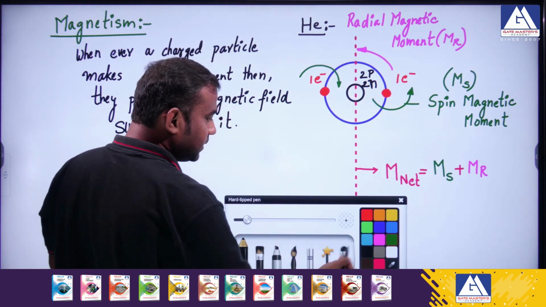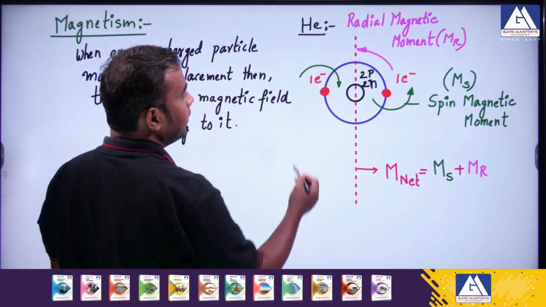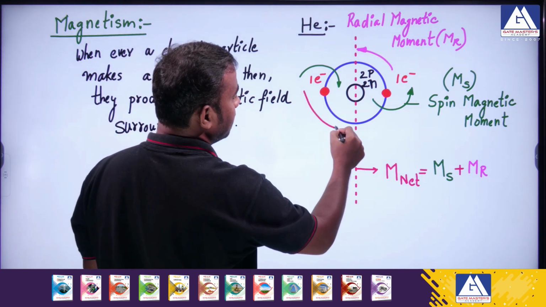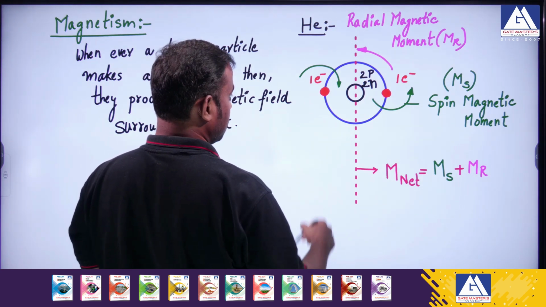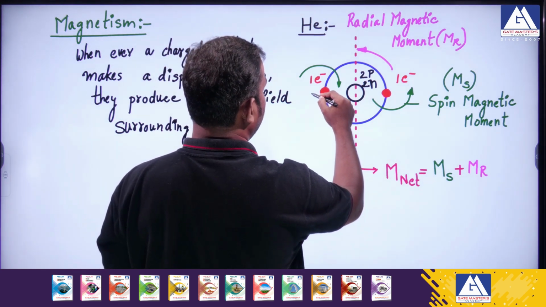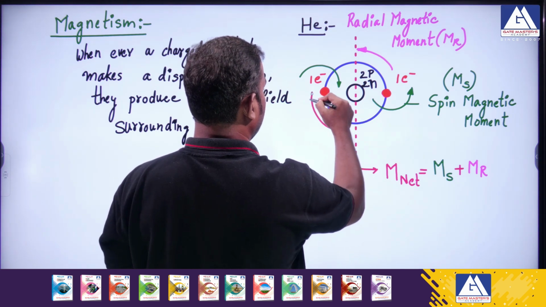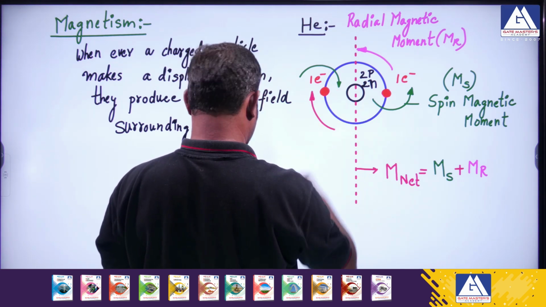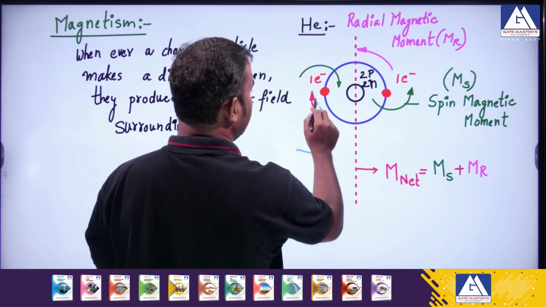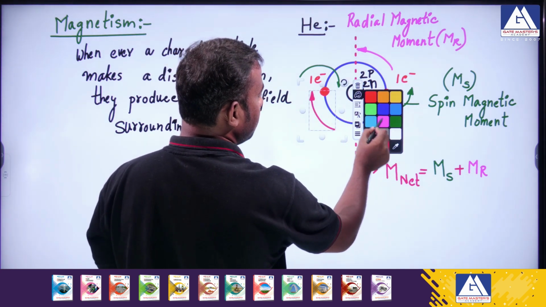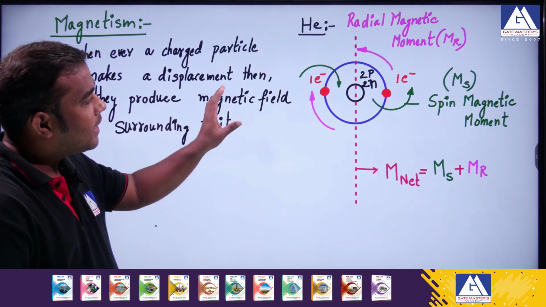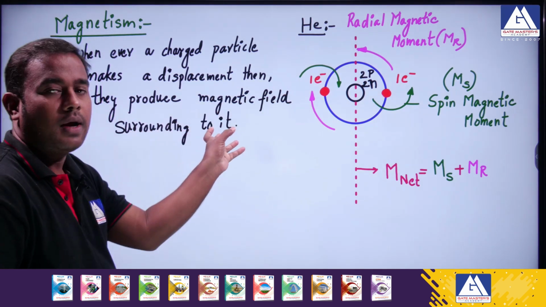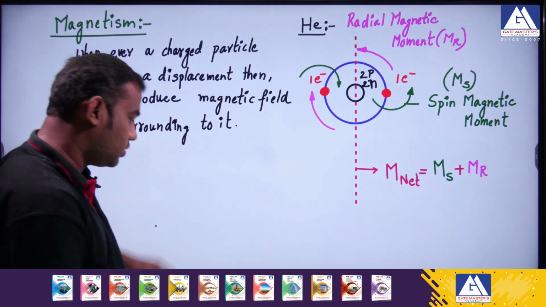At the same time, they revolve in opposite directions, in a different direction here. So this direction is what we are going to talk about now in this case. One electron is spinning in one direction, another electron is spinning in another direction.